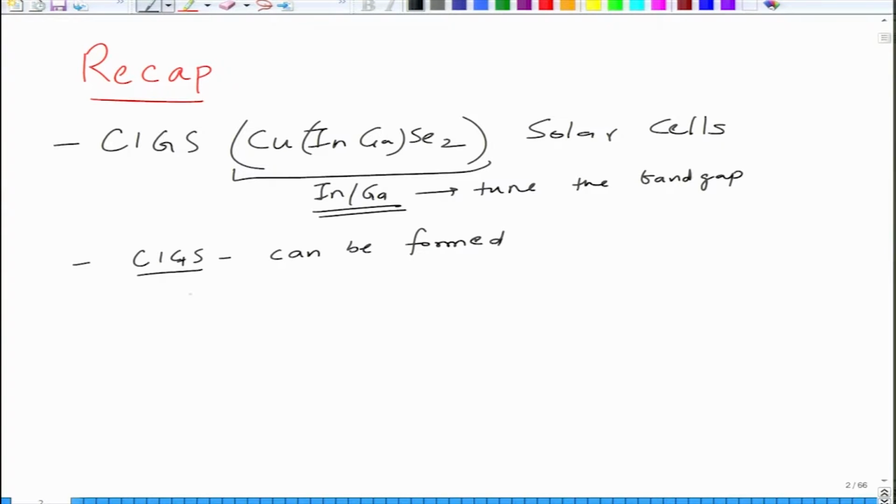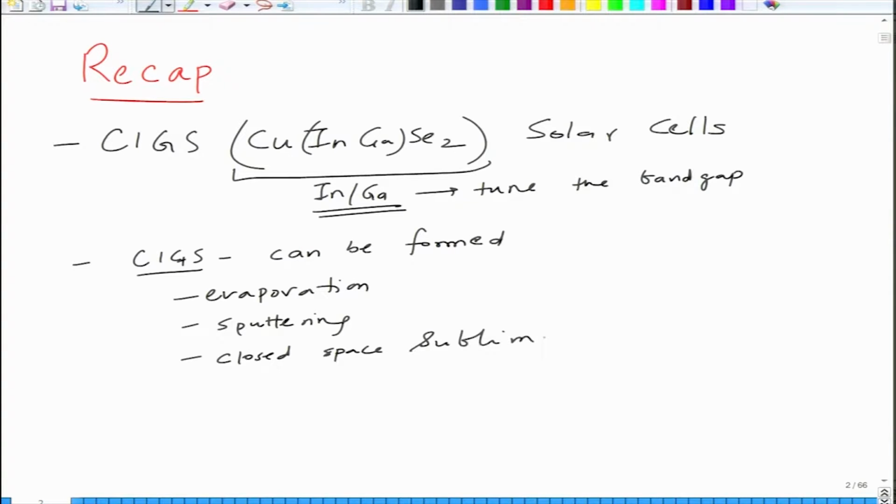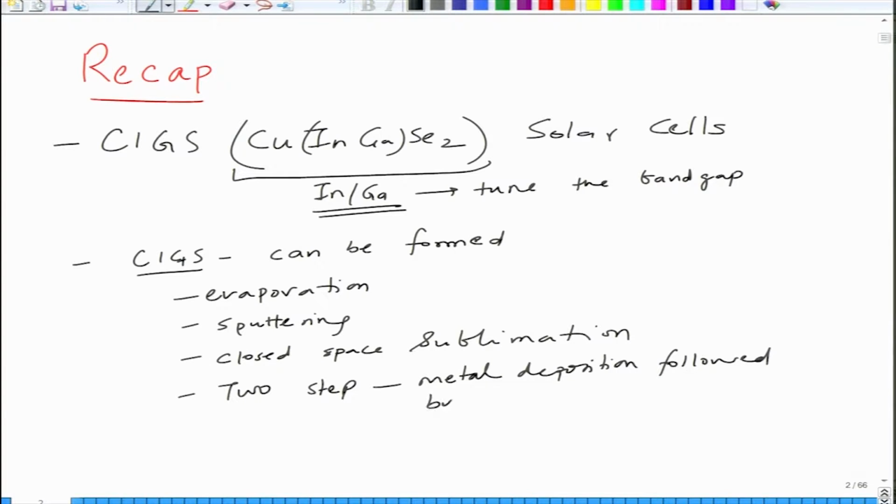various processes including evaporation, sputtering, closed space sublimation, and then also chemical processes such as CVD. I think we looked at the two-step process, where you deposit the metal layer first, followed by selenization. So, metal deposition followed by selenization.